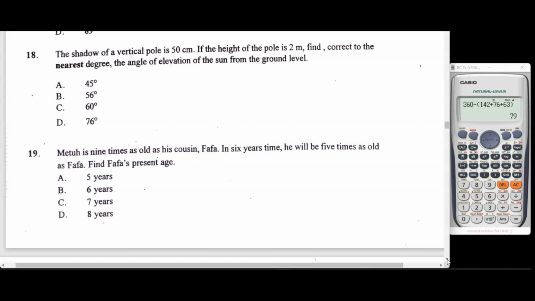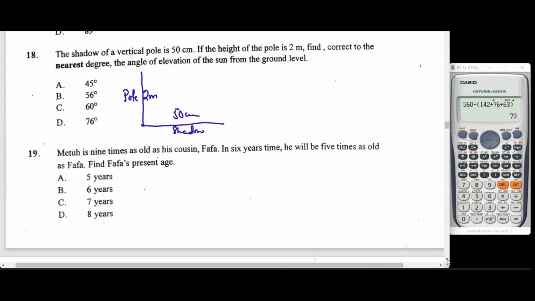Now, question number 18 says, the shadow of a vertical pole is 50 centimeters. So there's a vertical pole. Let me take it that there's my vertical pole, and that's the ground, and the shadow is cast down here. So there's a shadow, and that is the vertical pole. So we are told that the shadow of a vertical pole is 50 centimeters. If the height is 2 meters, so we have 2 meters here, but the shadow is 50 centimeters.